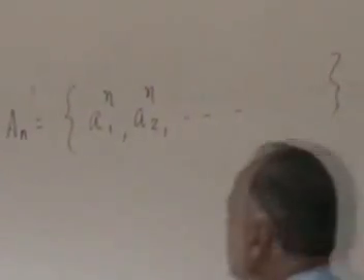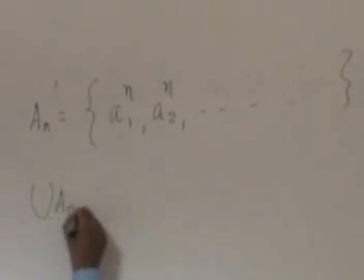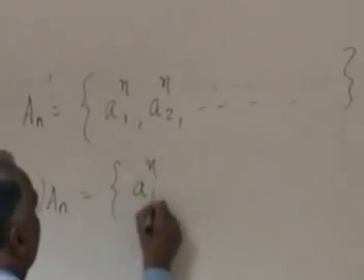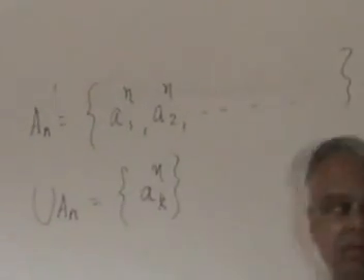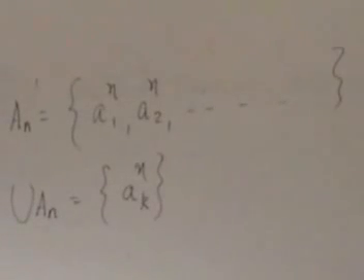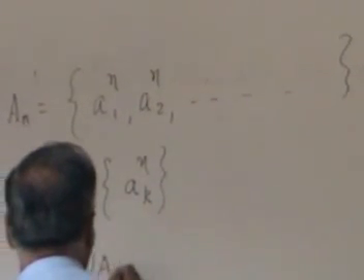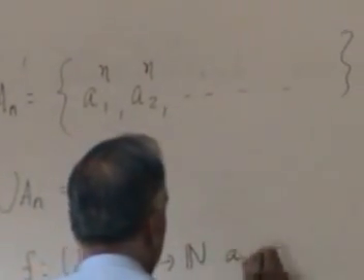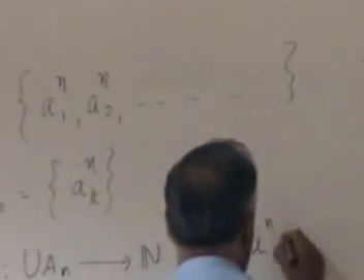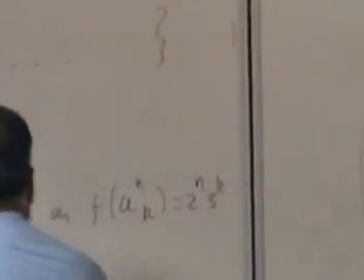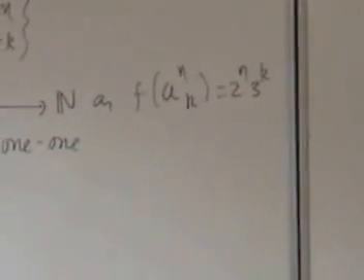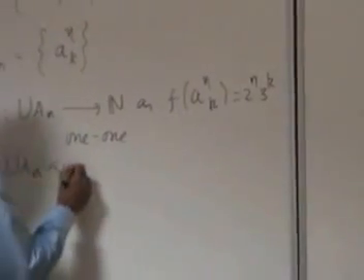Now what will be the union? The union of the A_n's will contain all these A_nk's, where n will run from 1 to infinity, k will also run from 1 to infinity. So all you have to do is a mapping. Map f from the union of A_n to N as f of A_nk equal to 2 to the n, 3 to the k. That's the example I gave. So this is 1-1. We have seen this before. Therefore, the union of A_n is equivalent to a subset of N.